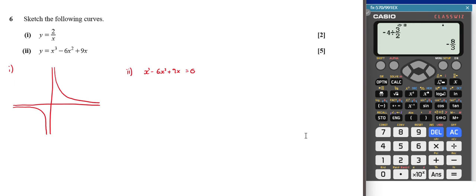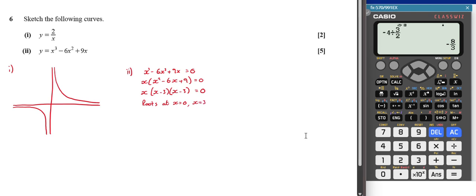So I've got x as a factor, x squared minus 6x plus 9 equals 0. So I've got x, two numbers that multiply to be positive 9 and add to be negative 6. I'm going to have x minus 3, and I'm going to have x minus 3. So I get that repeated root. So I have my roots at x is 0 and x is 3. That one repeated root means it just bounces off.